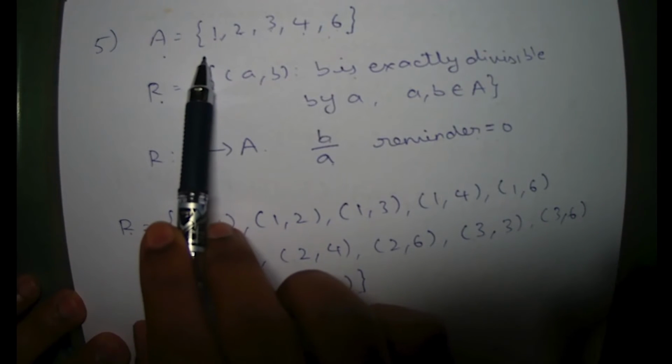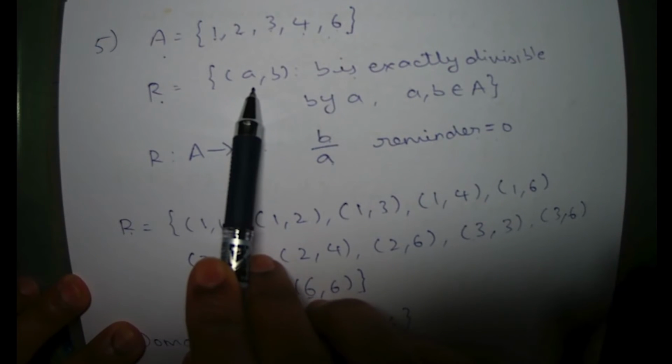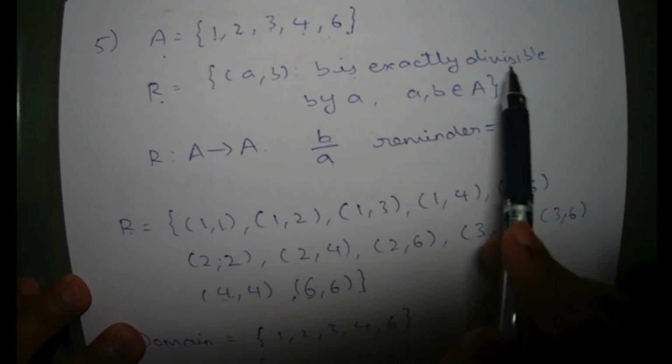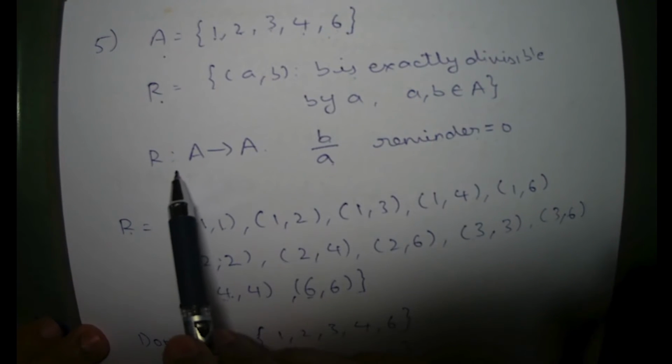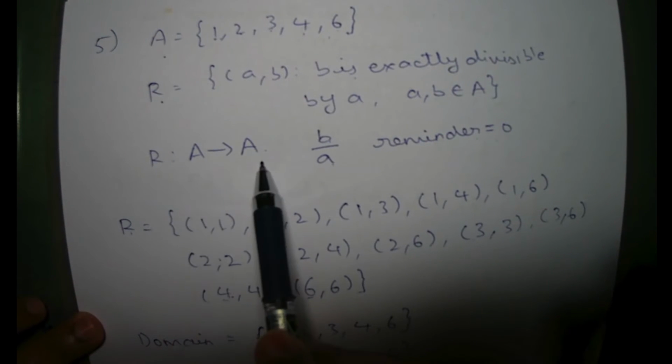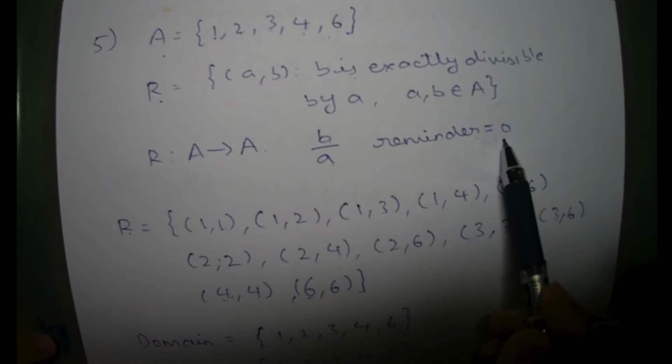So it has been given that set A consists of 1, 2, 3, 4 and 6. We have a relationship with (a, b), where b is exactly divisible by a, and a and b belong to set A, and the relationship is from set A to set A. So the definition says that when we have b divided by a, we get the remainder as 0.